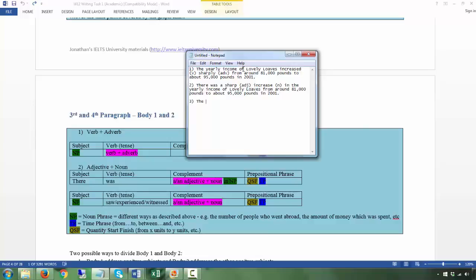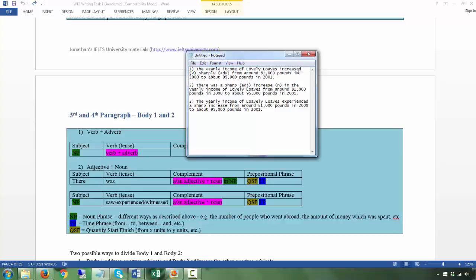Or the yearly income of Lovely Loaves experienced a sharp increase, again using the adjective and noun, and then use the same thing from around 81,000 pounds to about 95,000 pounds. Sorry, you should say from around 81,000 pounds in 2000.